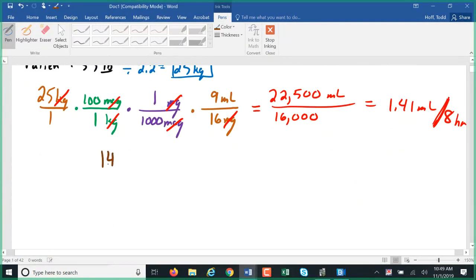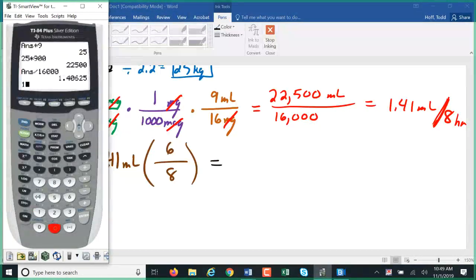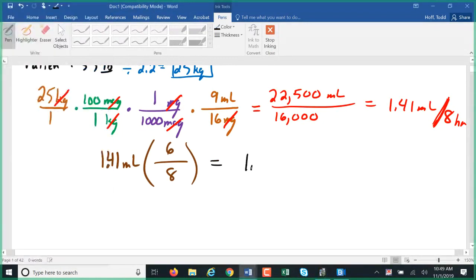So this is 1.41 milliliters. That was calculated using an 8-hour dosage spacing. And we're converting it to a 6. Remember, what we've calculated is on bottom. What we're going to is on top. So 1.41 times 6 divided by 8 is this 1.057. So that's 1.06 milliliters every 6 hours.